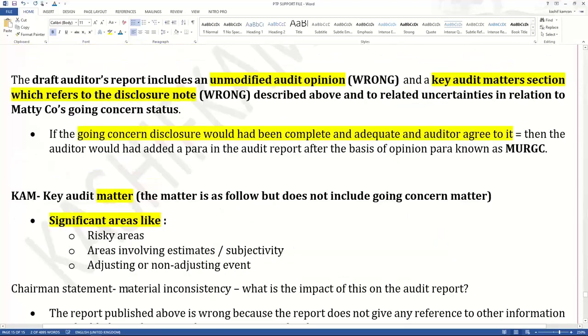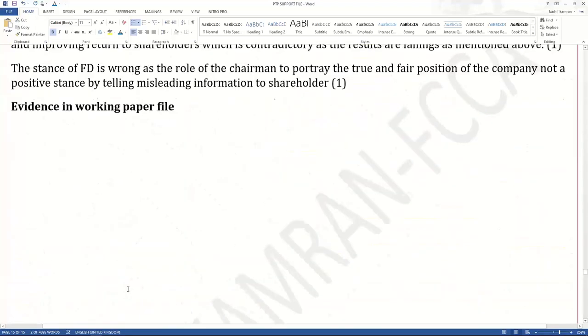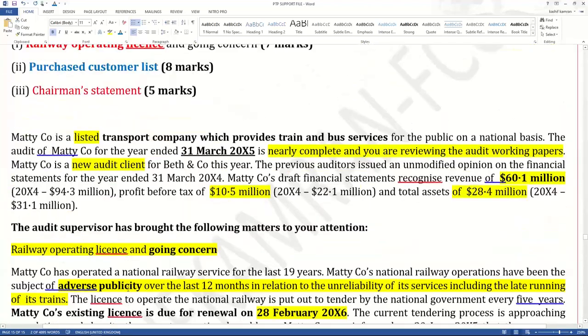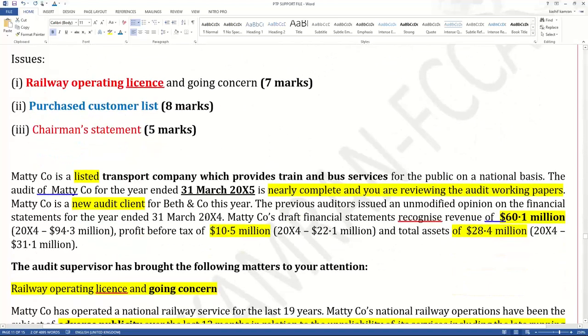And more importantly, I hope you're getting the knowledge about how to write comments on the matters which relate to several issues in the case study, like the railway operating license and going concern, purchase customer list and chairman statement, right? I hope you got some productive learning from day 3 of the webinar. It was just focused on one question, but I hope this one question must have opened your mindset about how you read, how you understand, how you identify, how you put the answer, right?